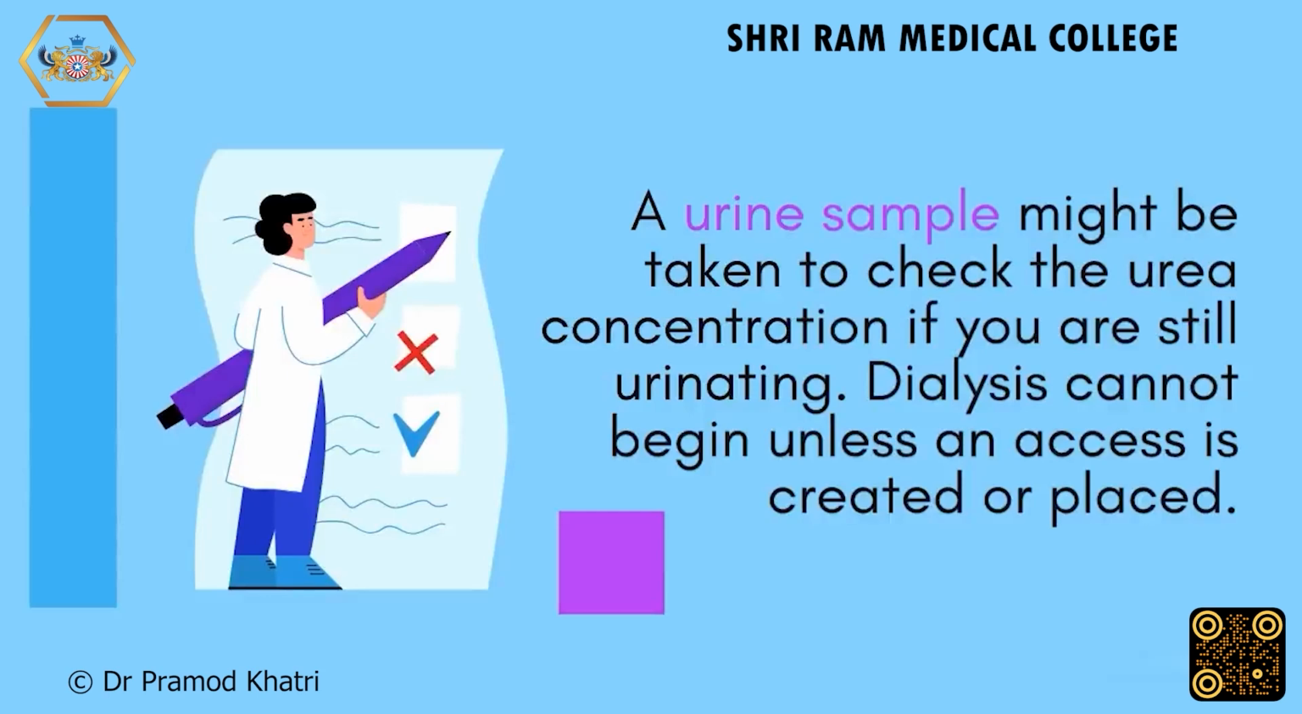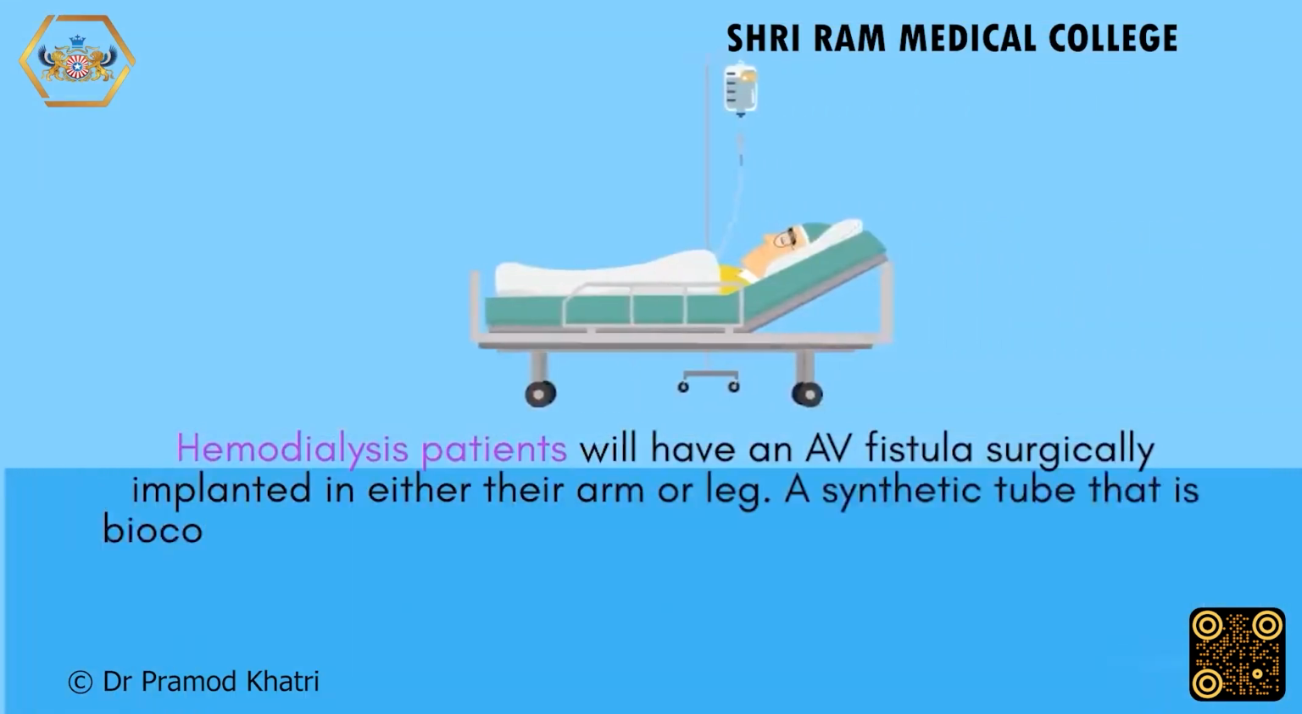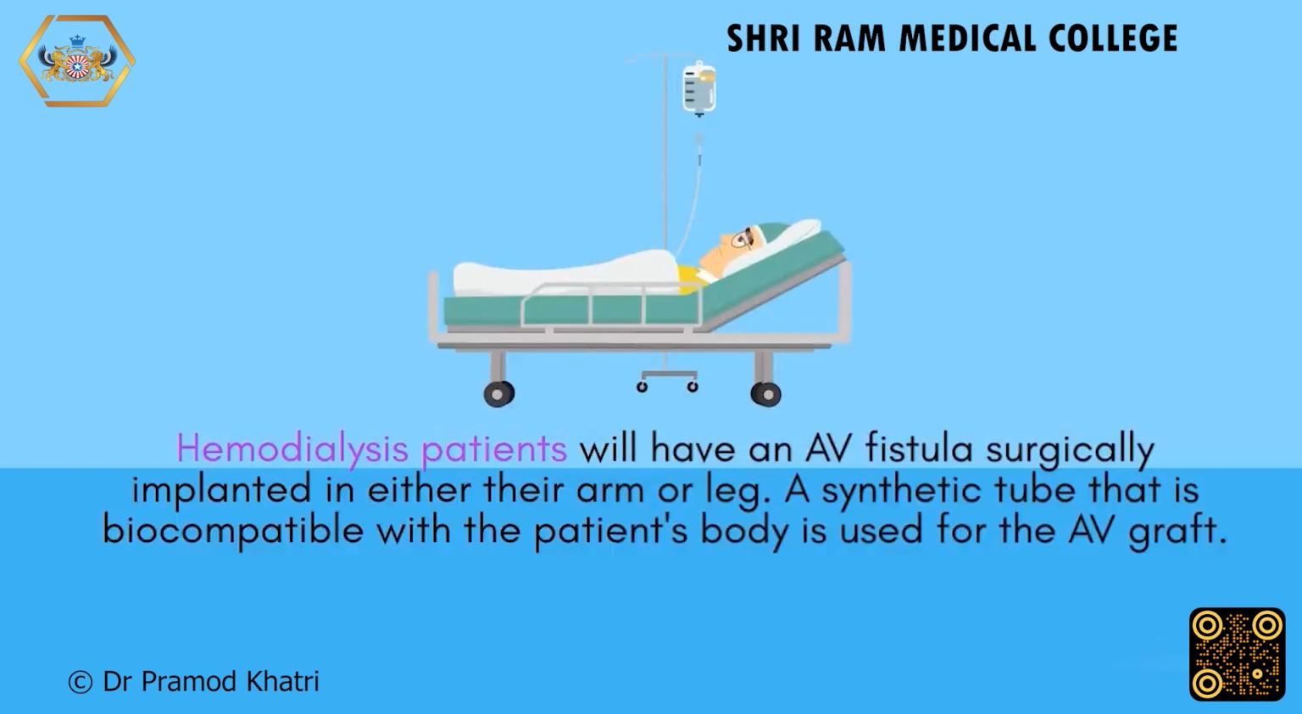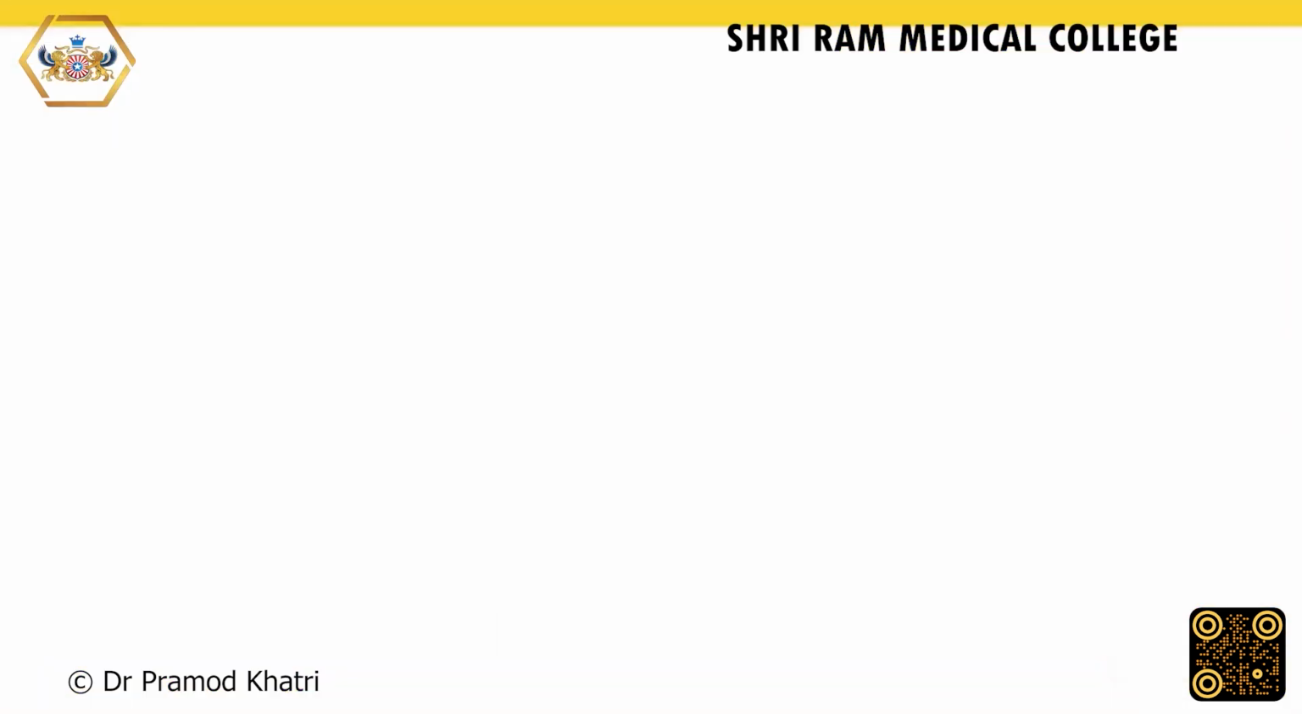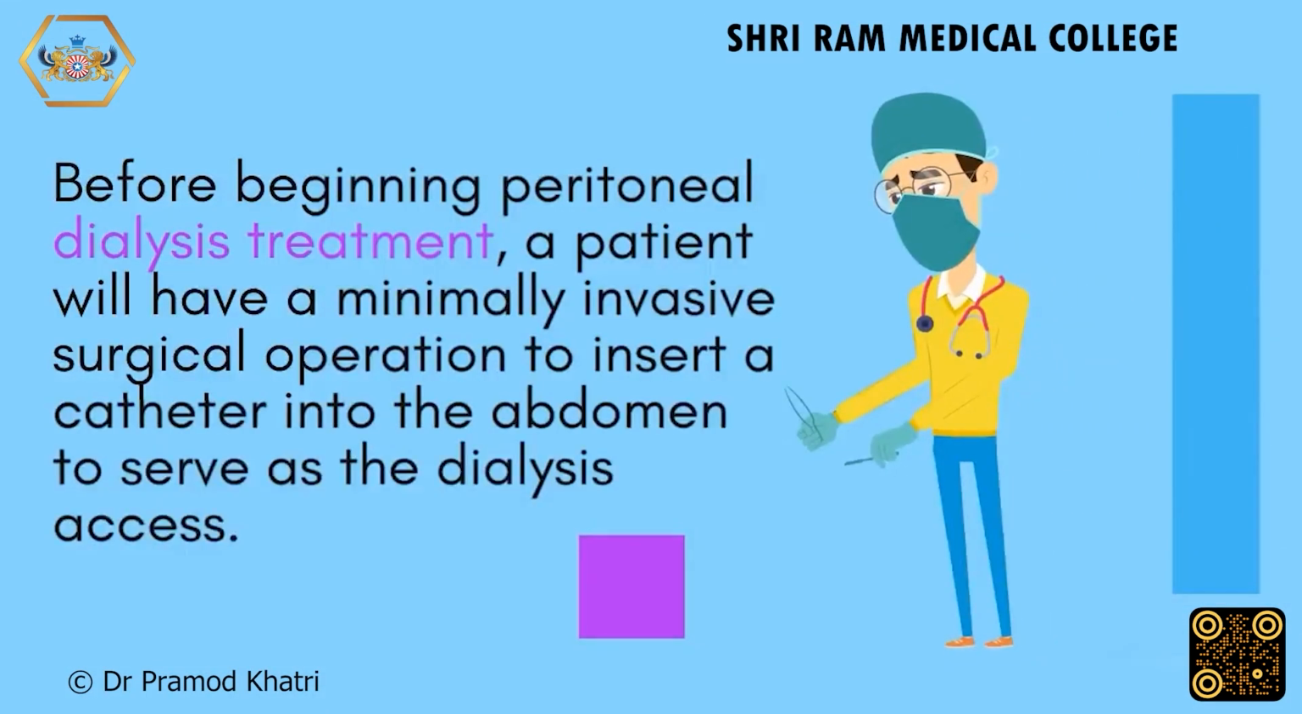Dialysis cannot begin unless an access is created or placed. Hemodialysis patients will have an AV fistula surgically implanted in either their arm or leg. A synthetic tube that is biocompatible with the patient's body is used for the AV graft. Before beginning peritoneal dialysis treatment, a patient will have a minimally invasive surgical operation to insert a catheter into the abdomen to serve as the dialysis access.